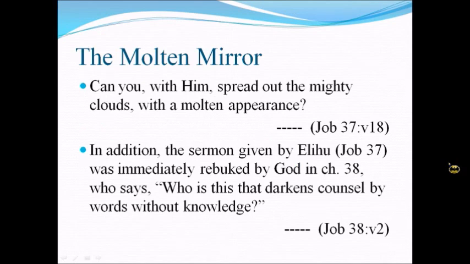The molten mirror. "Can you with him spread out the mighty clouds with a molten appearance?" Job 37, verse 18. In addition, the sermon given by Elihu was immediately rebuked by God in chapter 38, who says, "Who is this that darkens counsel by words without knowledge?" Job 38, verse 2.